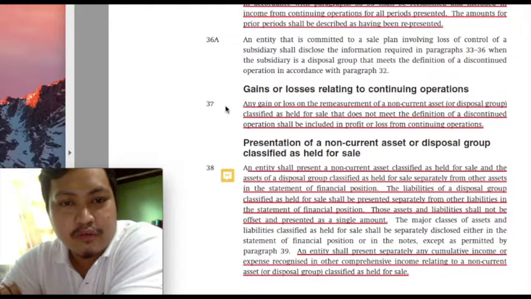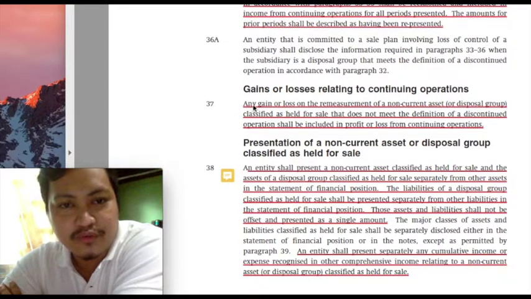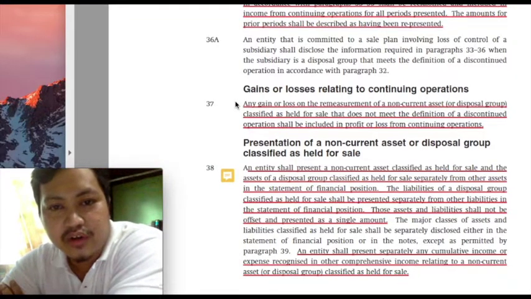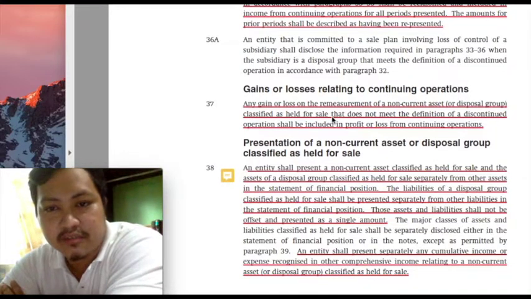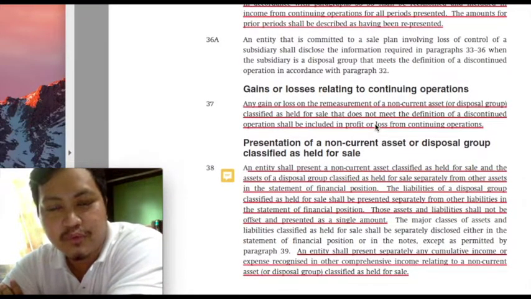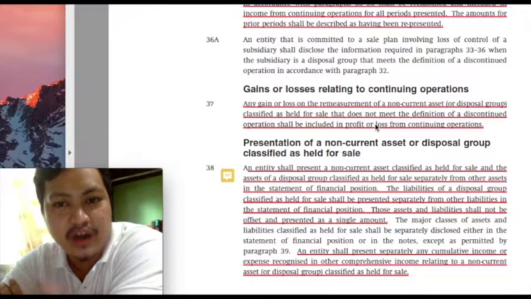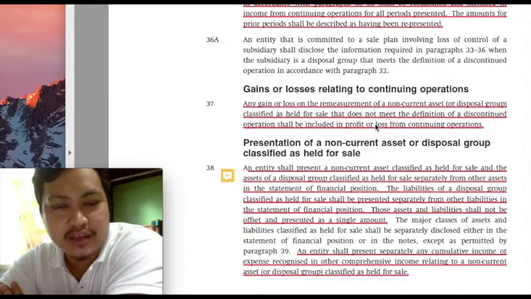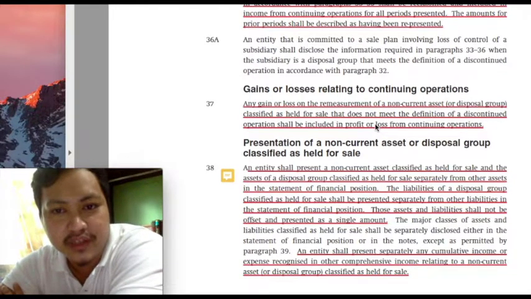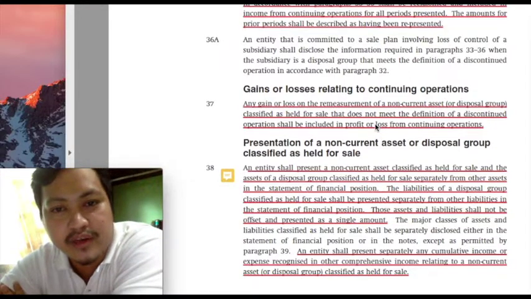Okay. For paragraph 37, class, this is more of an exemption, but which would be a good source for a true or false question. Any gain or loss on the remeasurement of a non-current asset classified as held for sale that does not meet the definition of a discontinued operation shall be included in profit or loss from continuing operations. Okay. So this just tells us as to where it will be reported and as to how it is going to be reported. Will it be part of continuing operations or part of your discontinued operations?